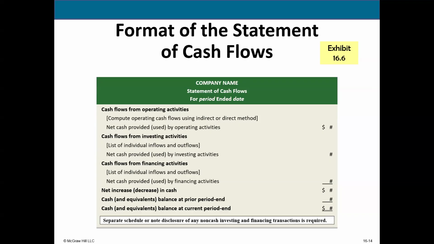Net change in cash. And then when I add or subtract the prior period balance of cash, I get the current cash amount. And that should be pretty much the same as that last line item you see there. Cash and cash equivalents, balance at the current period end, is the same balance that you should see on your statement of cash flows for cash.